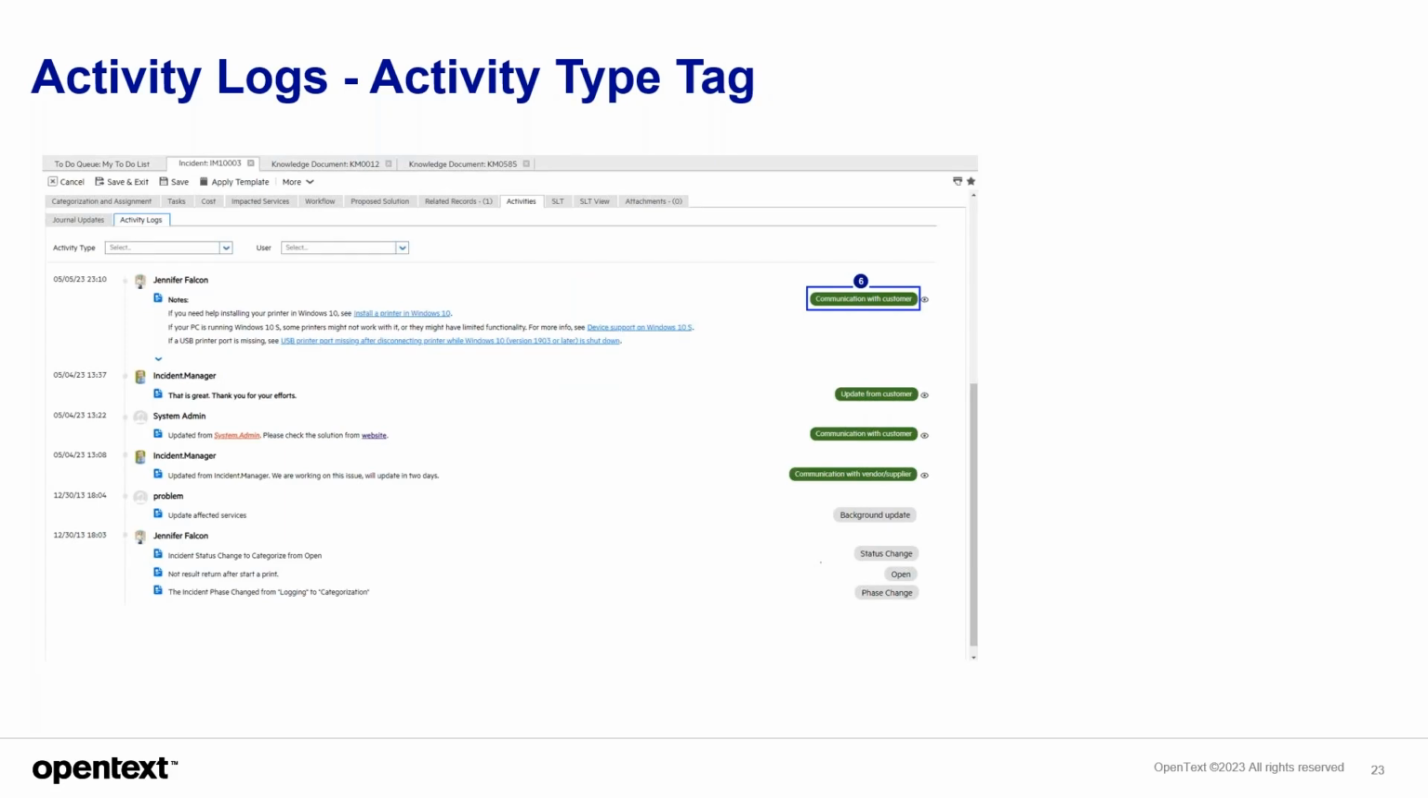Number 6 in the screenshot, there is an activity type tag displayed, and there are two different background colors for the activity type tag, green and gray. When the activity log is updated by users, the background color will be green. When the activity log is updated by the system, the background color will be gray. There's one eye icon. It means the activity log is visible to customers, referred to as number 7.